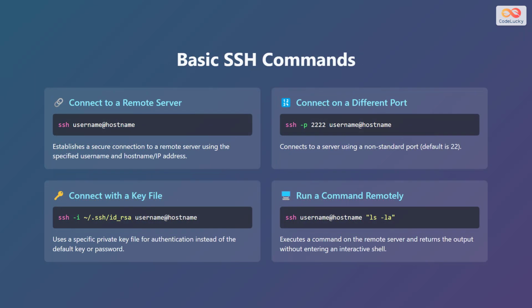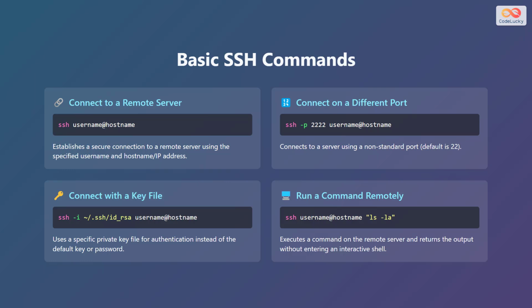Let's discuss some basic SSH commands. To connect to a remote server, you can use the command ssh username@hostname. This command establishes a secure connection to a remote server using the specified username and hostname or IP address. To connect on a different port, you can use the command ssh -p port_number username@hostname. This command connects to a server using a non-standard port. The default port is 22.